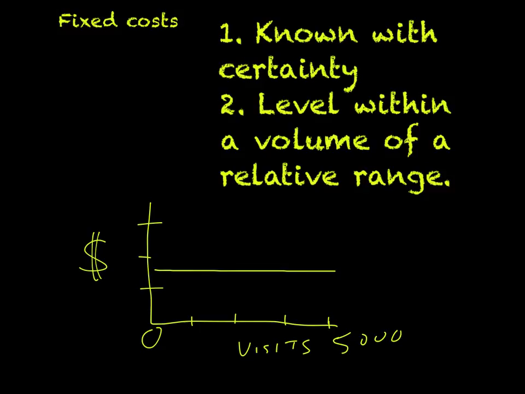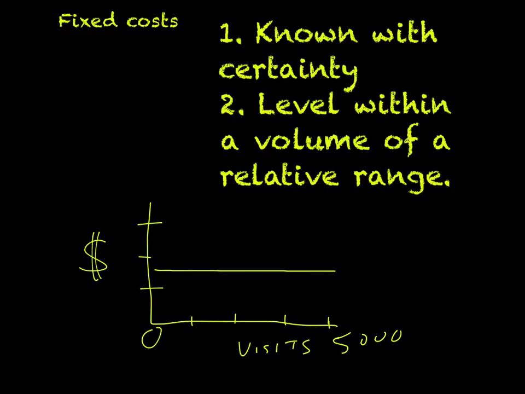There are a lot of other examples, such as rent. That is a common one. Lease. Your lease payment on your building isn't going to change whether you have 300 patients coming in a day or 0. So that is a fixed cost. Okay, so hopefully that's pretty intuitive.